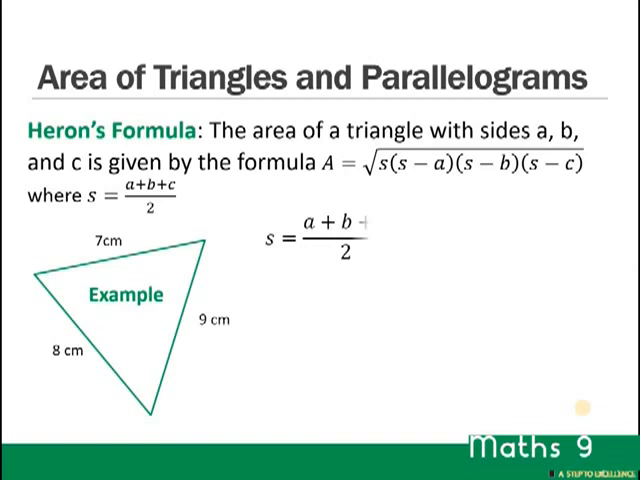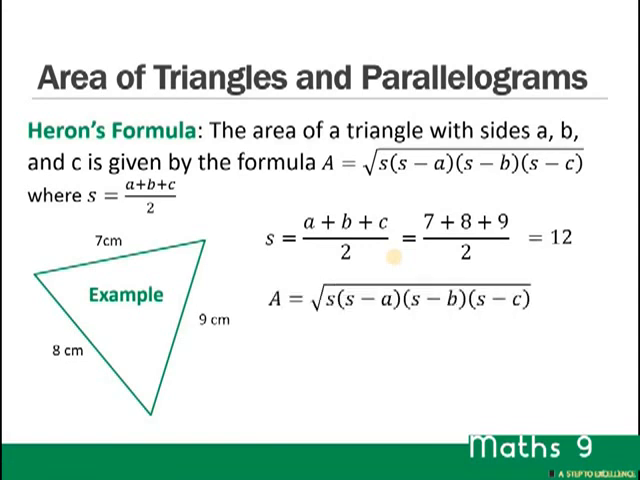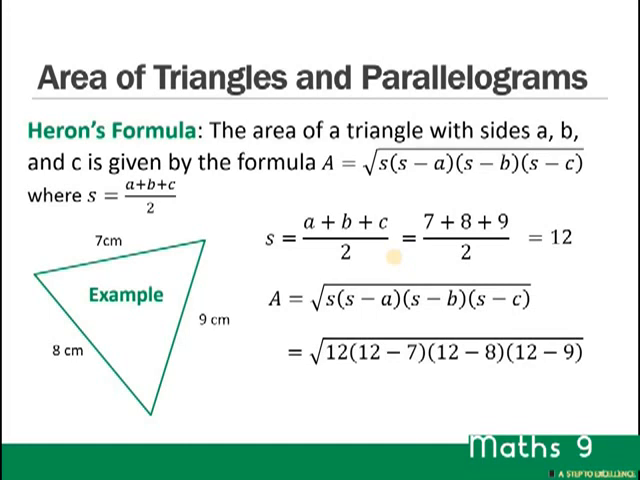Here's an example. First of all, to work out the area of this triangle, we need to find s, which is (a plus b plus c) over 2, or (7 plus 8 plus 9) over 2, which is 12. Then we can use the formula A is the square root of s times (s minus a) times (s minus b) times (s minus c) to get that the area is the square root of 12 times (12 minus 7) times (12 minus 8) times (12 minus 9), which is the square root of 12 times 5 times 4 times 3, which is 26.83 centimeters squared.